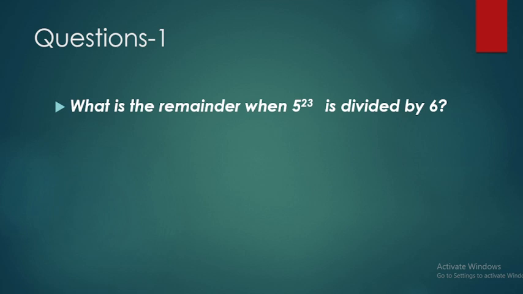See, now I come and solve this question. What is the remainder when 5 to the power 23 is divided by 6? See, what happens when 5 to the power of 1 is divided by 6? You get 5 divided by 6, the remainder will be 5 only, because 5 is a smaller number. Now 5 to the power of 2 divided by 6: you get 25 divided by 6, you get 1 as a remainder. Okay, so I write it down properly, 1 as a remainder. Now see, 5 to the power of 3 divided by 6.